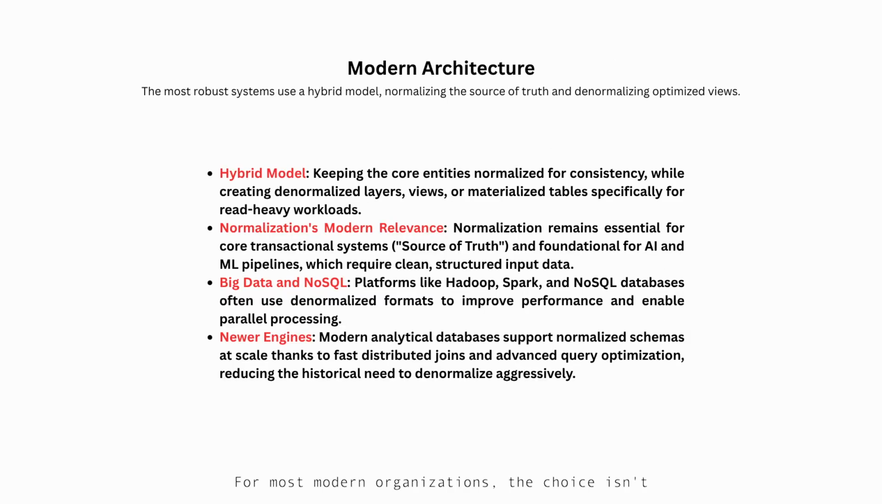For most modern organizations, the choice isn't either-or, it's both-and. You establish a highly normalized database for your core operational data, guaranteeing transactional integrity. This is the source of truth. You then create a secondary denormalized structure specifically optimized for different downstream consumers. For example, your analytics team might use a dedicated denormalized data warehouse layer, OLAP, or your application might use cached denormalized views to serve the fastest responses to users. This hybrid approach allows you to achieve both maximum data integrity in the transactional layer and maximum speed in the analytical layer.